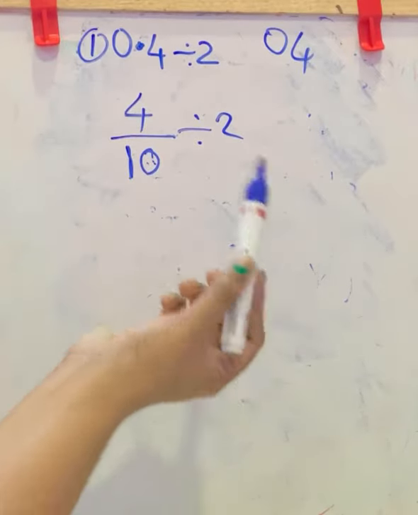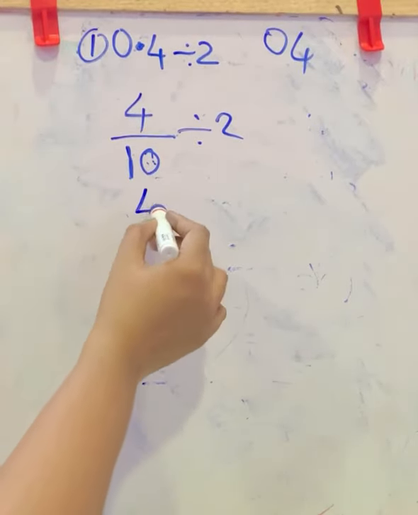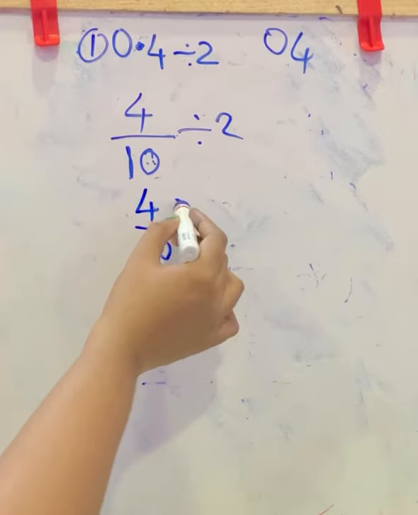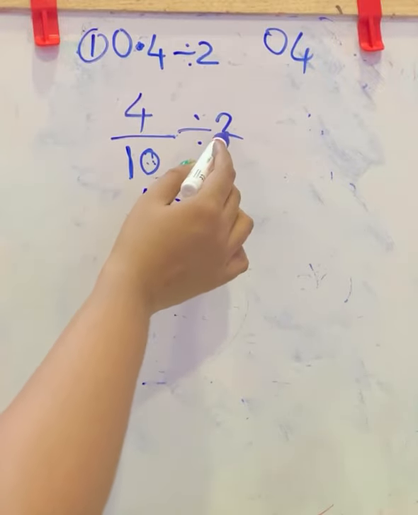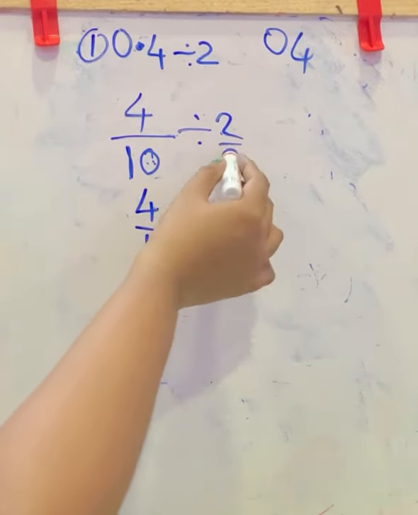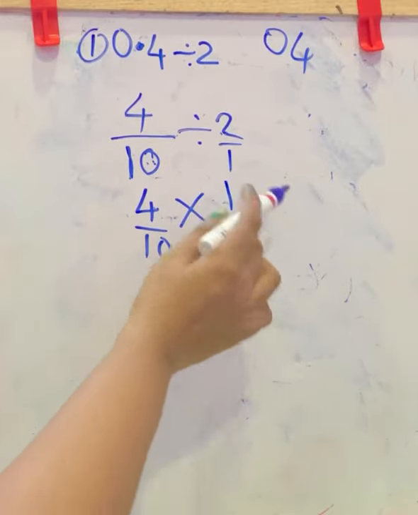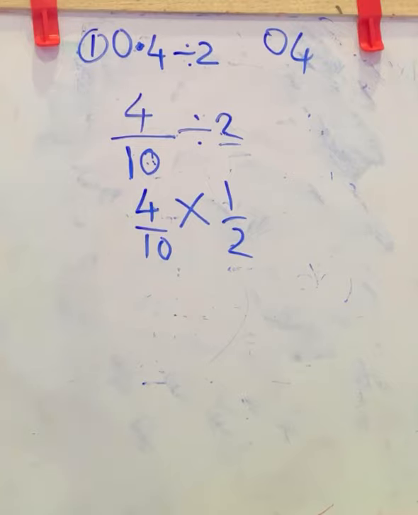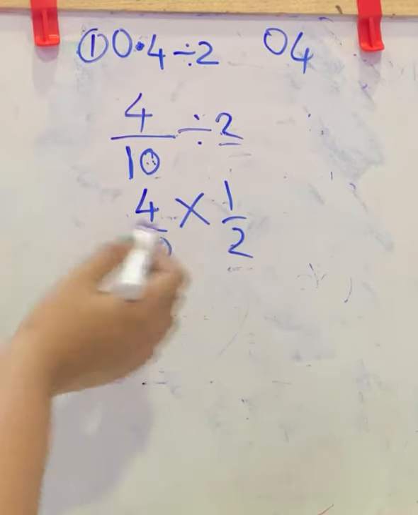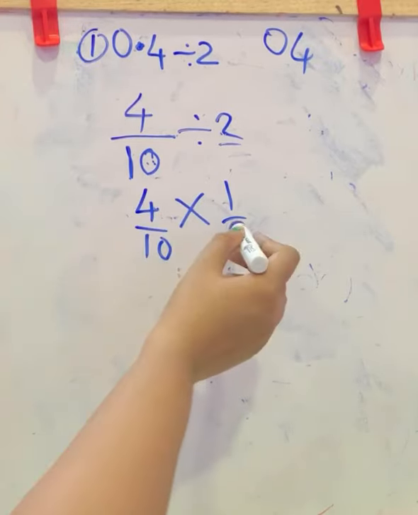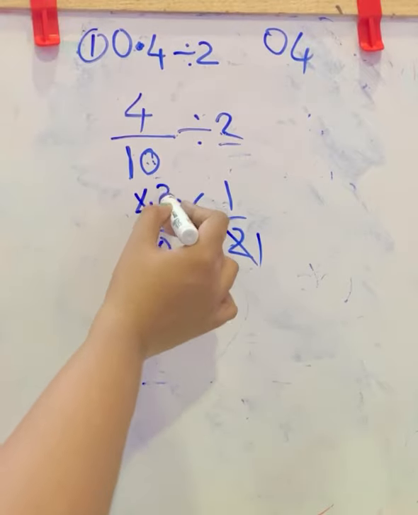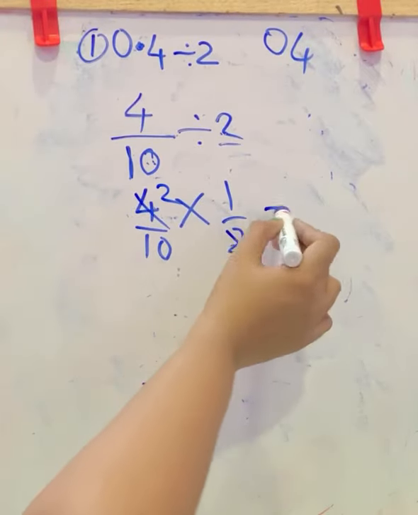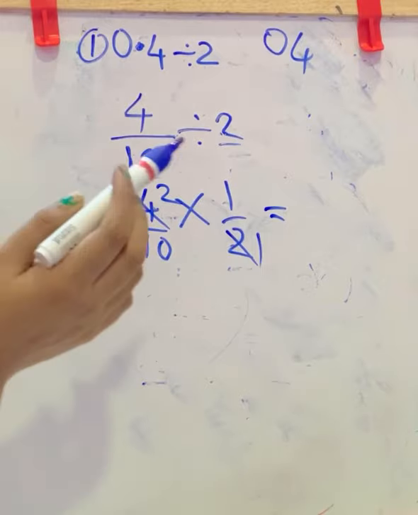Here there is no decimal. So you can say 4 by 10. This division converts to multiplication and this reciprocal. 2 by 1's reciprocal is 1 by 2. Simply 2 means 2 by 1. Its reciprocal is 1 by 2. Now in numerator and denominator we have common factors. That is 2 1's are 2 and 2 2's are 4. So we cut it with common factor 2.